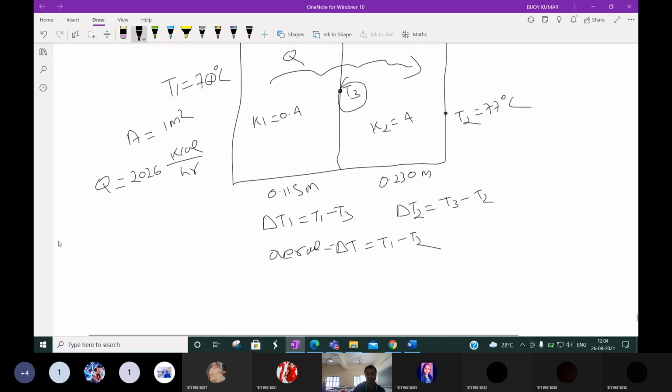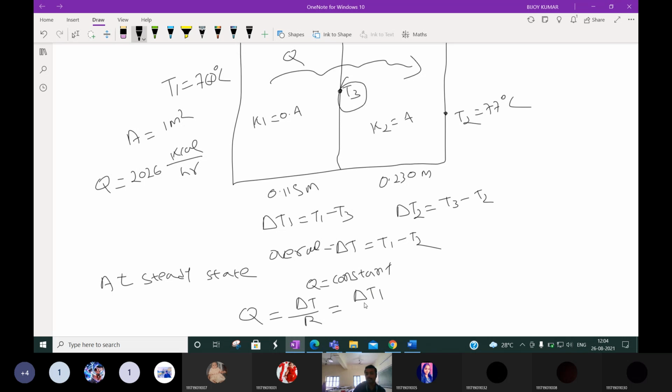Again, we know that at steady state Q is constant. Or we can write Q equals delta T by R, where delta T is the overall temperature difference and R is the overall resistance. This is equal to the temperature difference in the first wall by the resistance in the first wall, which is equal to delta T2, the temperature difference in the second wall, by the resistance in the second wall.